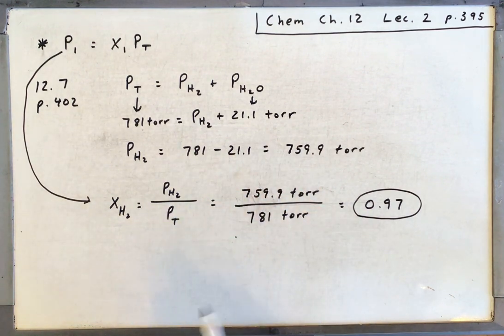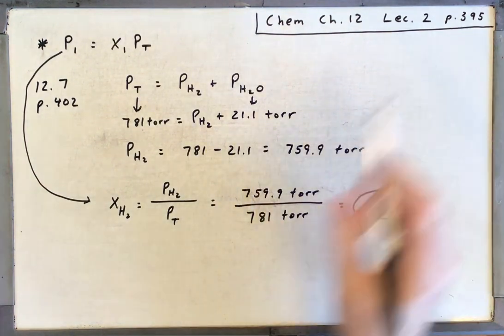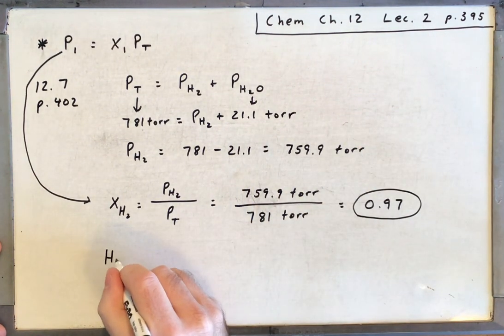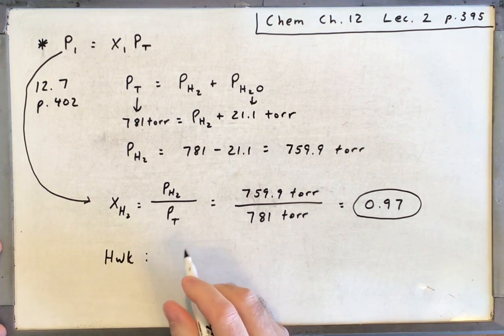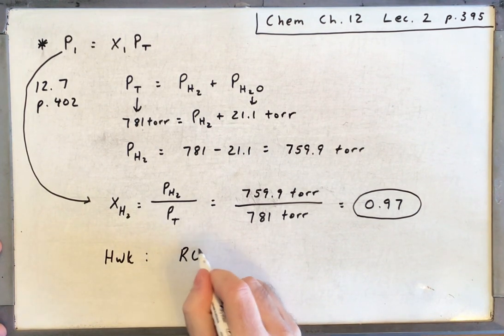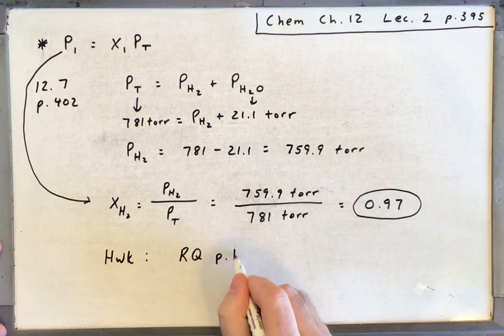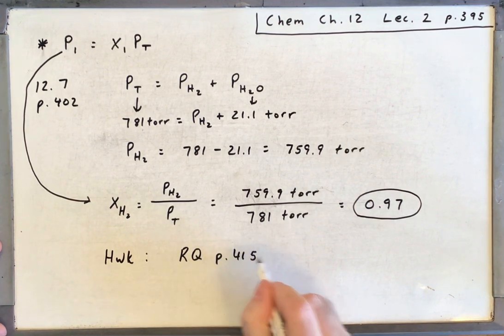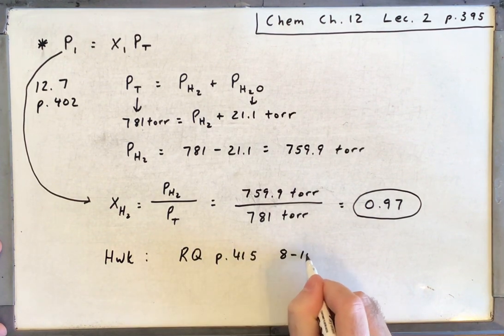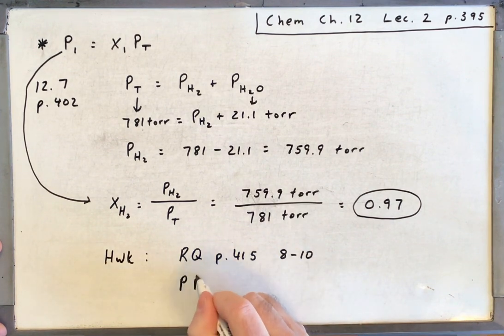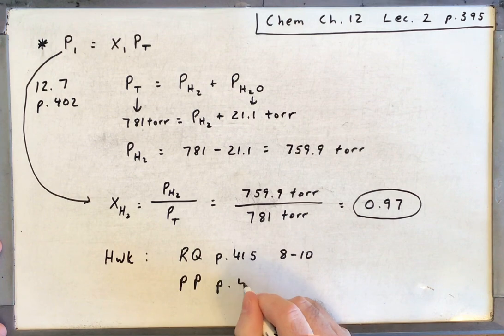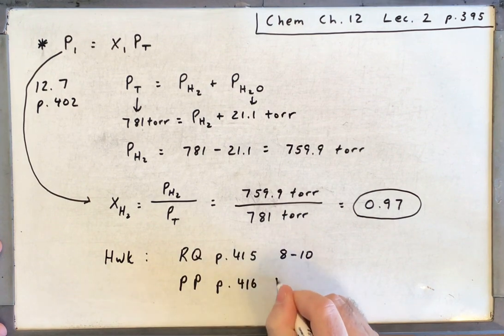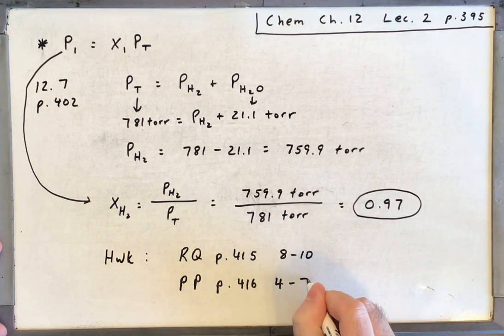All right, that does it for lecture 2. The homework from this section that you are capable of doing, you can do review questions, page 415. You can go ahead and finish those up, 8 through 10. Practice problems, page 416. You can do 4 through 7.